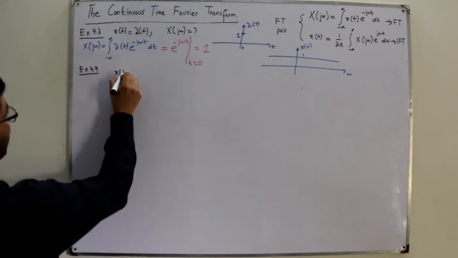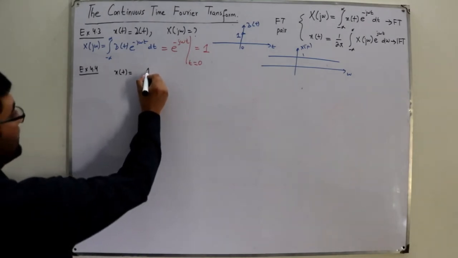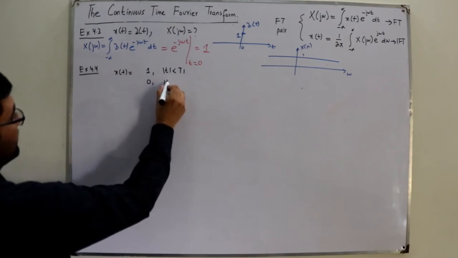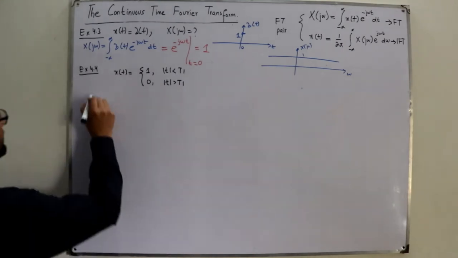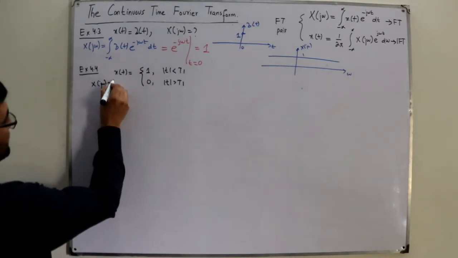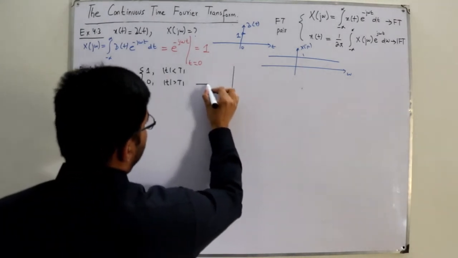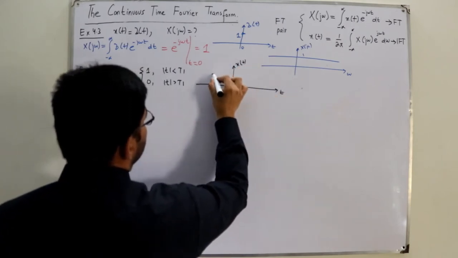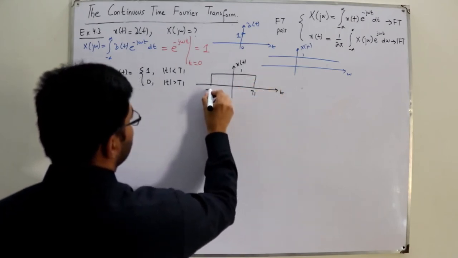And what does this say? X of t is equal to, let me check from the book, 1 when the magnitude of t is less than t1, and 0 otherwise. Fine. For this signal now, my x of j omega, the Fourier transform, is unknown. First, let me draw this signal. This is some sort of a rectangular signal. This is my t-axis. This is my x of t-axis. This is 1 if this is t1 and this is negative t1.